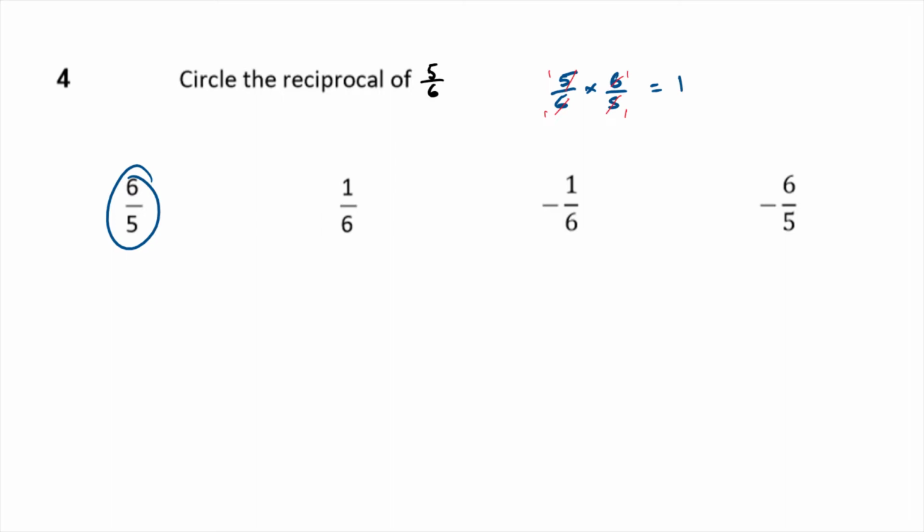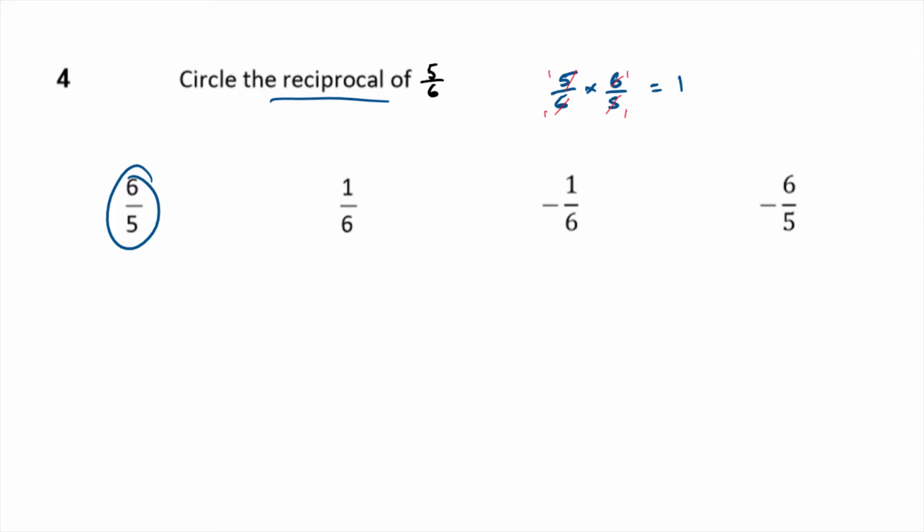Now, don't get confused with the negative reciprocal. When you're finding perpendicular lines and things like that, you use the negative reciprocal, don't you, for finding gradient? This is asking for the reciprocal, not the negative reciprocal, so it's not negative 6/5.